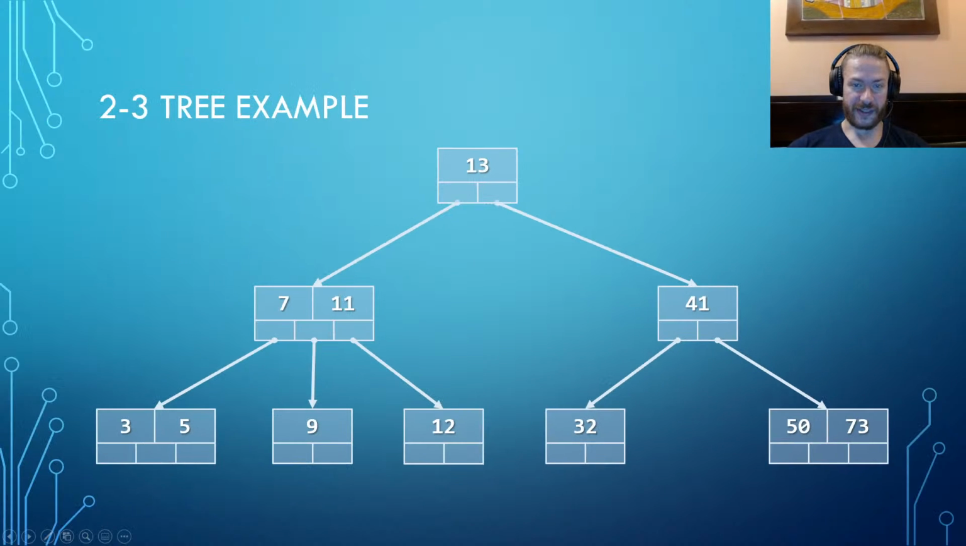So here it is. We have a node which has 2 values. What's interesting is that all the values smaller than 7 go to the left, all the values bigger than 11 go to the right, and all the values between 7 and 11 go to the middle. That's the important part here.